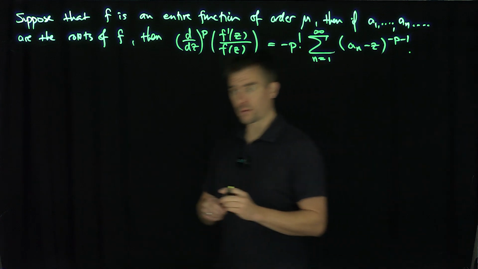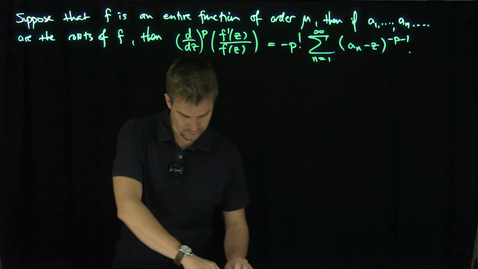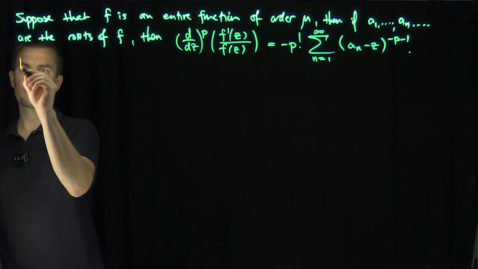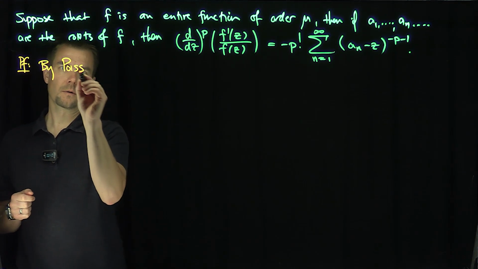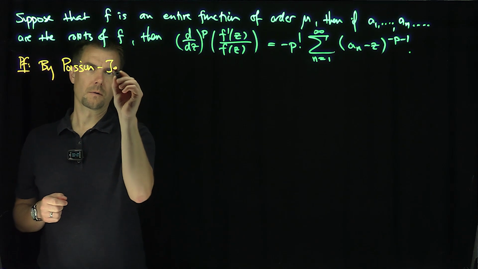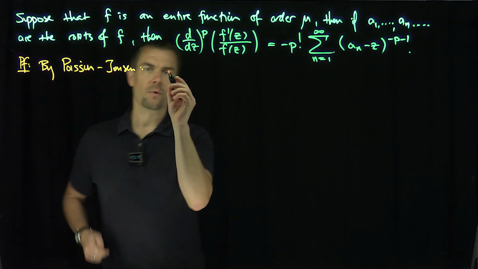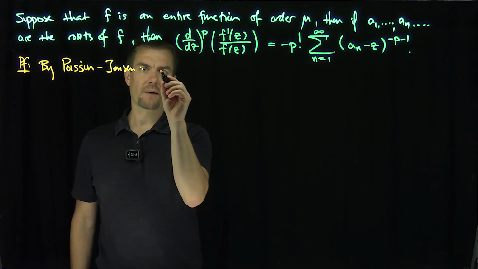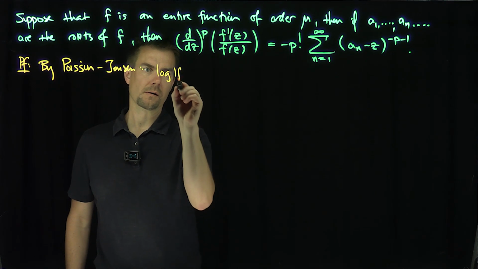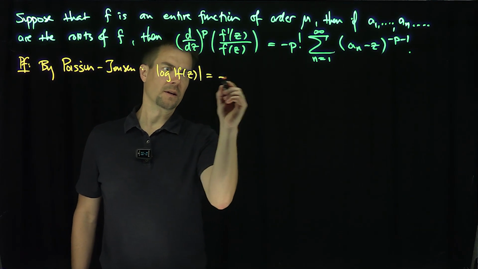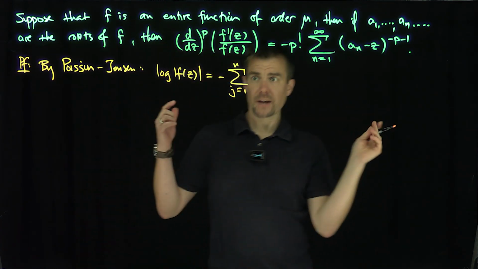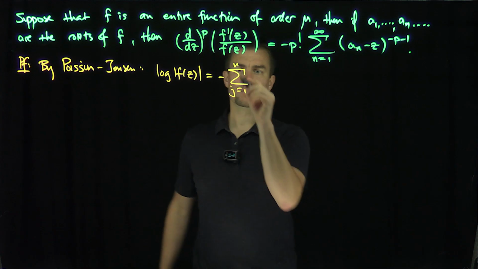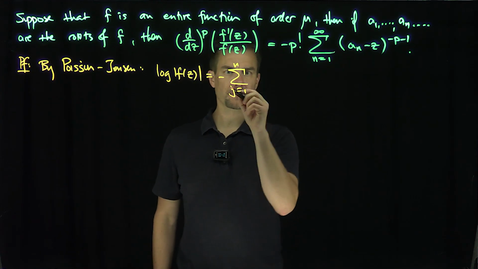And so how do we prove something like this? Well, the proof is going to follow from Poisson-Jensen. So proof by Poisson-Jensen. We have the log of f of z is negative the sum, j goes from 1 to n. And let's assume that the modulus of z is on the disk of radius r, right? So for the finite Poisson-Jensen, we get this.